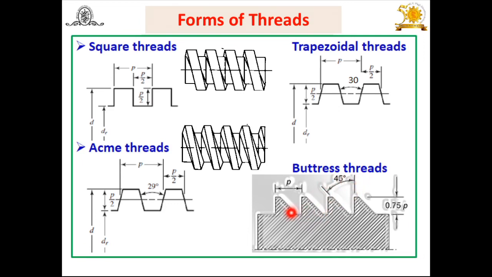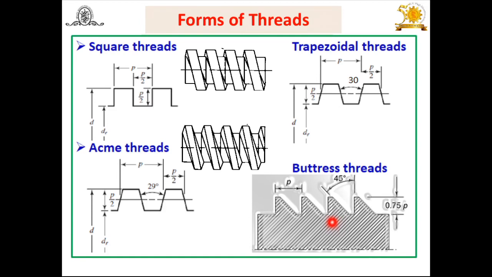But again you will find here the core at the base, which has more thickness, and because of this it is stronger than the square as well as the trapezoidal thread. But it has one limitation. What is that limitation? It can transmit power and motion only in one direction. That's why buttress threads are used in vices, where force is applied in only one direction toward the workpiece.